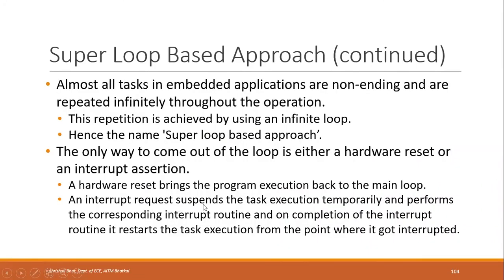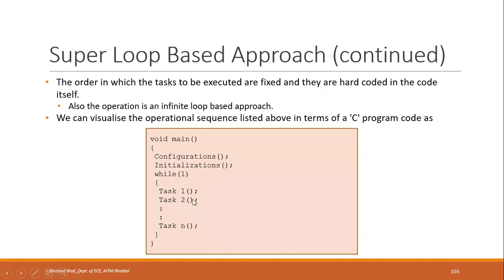An interrupt request suspends the task execution temporarily and performs the corresponding interrupt routine. If an interrupt happens, the task will be suspended temporarily. It will complete that interrupt routine, and upon completion, it restarts from the point where it got interrupted. Suppose at task 2 you get an interrupt. It will stop here, go to the interrupt routine, execute that, and come back to the same point. It will again start from task 3, I mean the next task from where it had stopped.